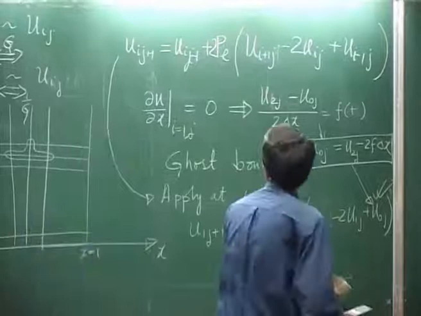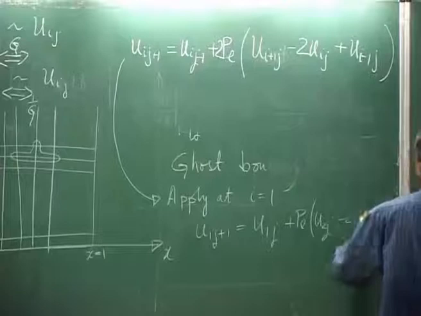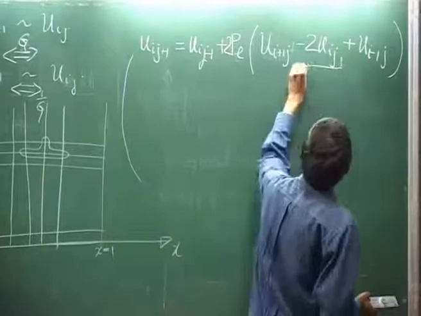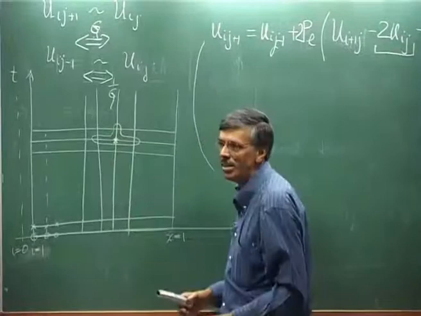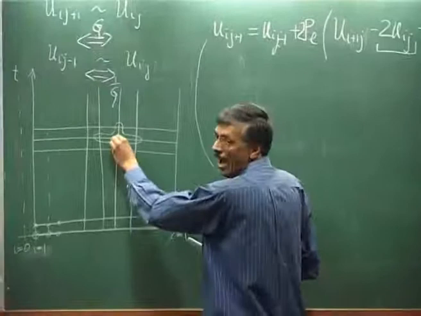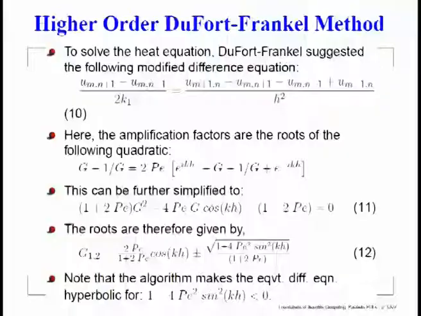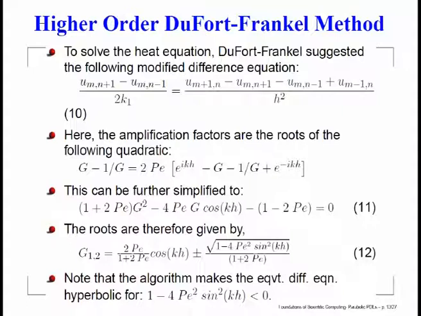Now, what Dufort and Frankel realized is that that method is unstable. So, they said, look, let us play a trick. What we do is, instead of this quantity here, which is this point, I take it as the average of these 2 points. Right? That is what they have done. You see u_i^j has been replaced by u_i^(j+1) and u_i^(j-1).